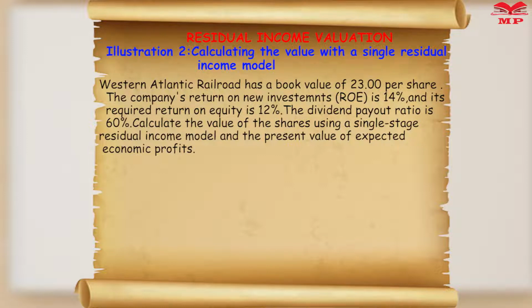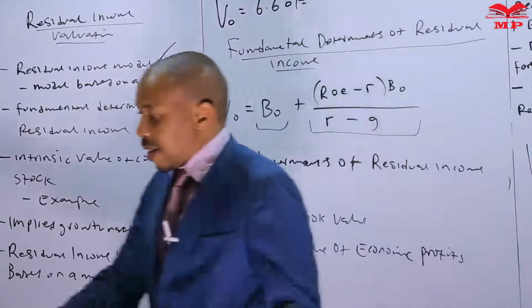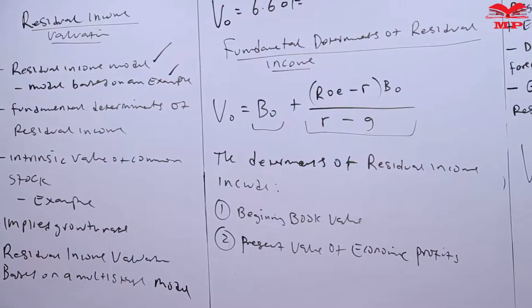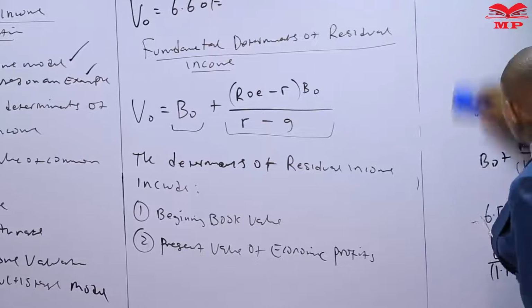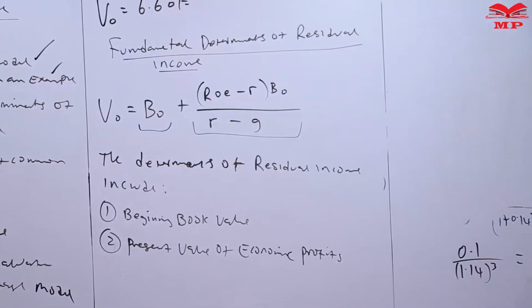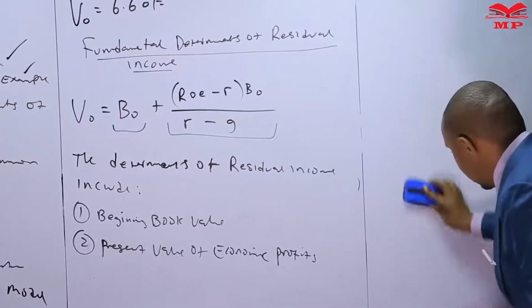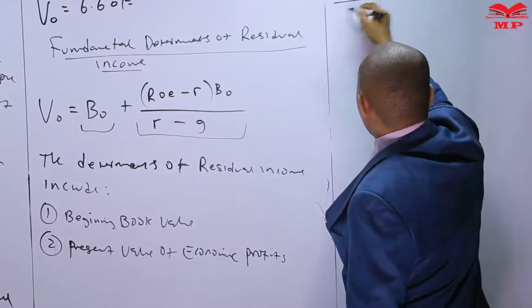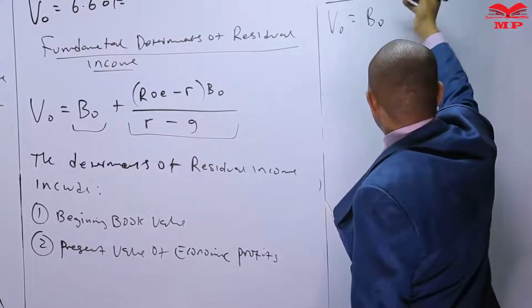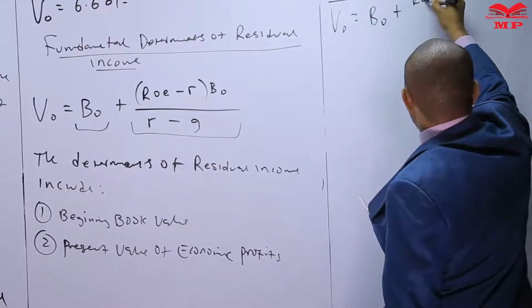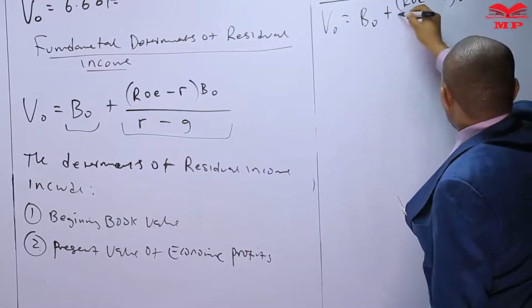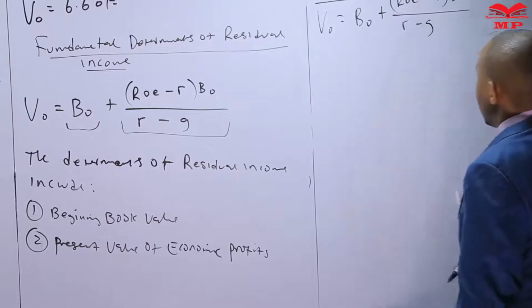So first, we need to calculate the growth rate. We try and identify whether we've got all of the inputs that are required to compute the value of a share. So the value of the shares. So we say solution there. V naught is given as B naught, which is the beginning book value, plus ROE minus R there times B naught over R minus G, like that.